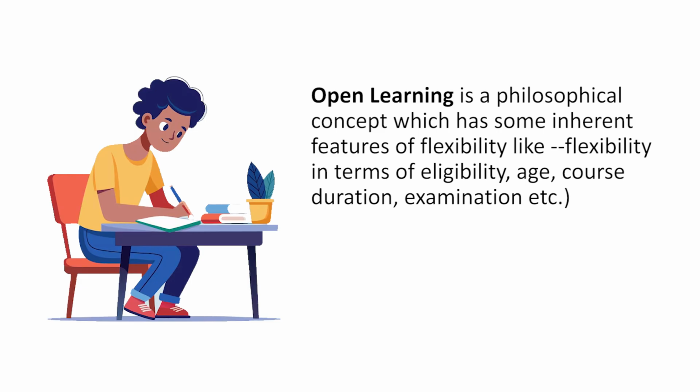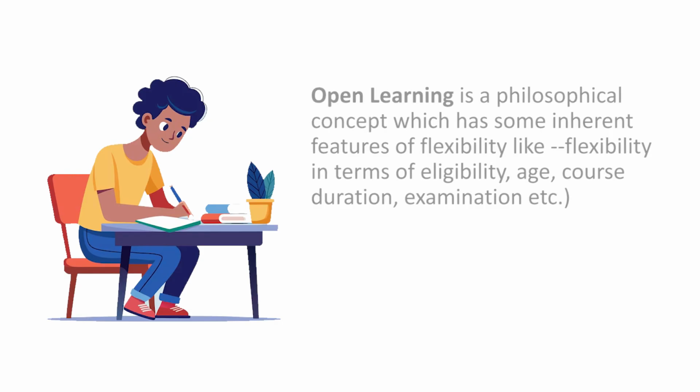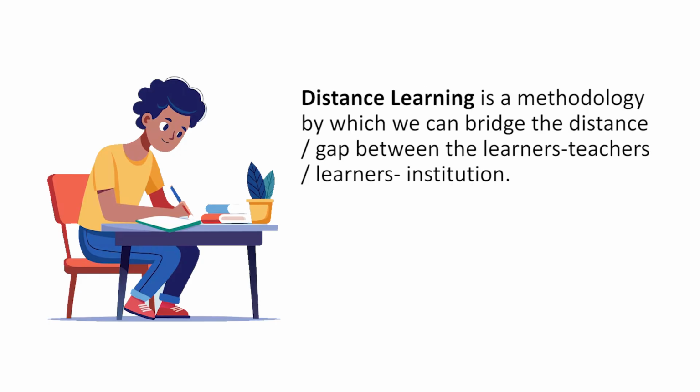Flexibility in terms of age, flexibility in terms of eligibility, flexibility in terms of course duration, and also in the examination system the learners enjoy some flexibility because the duration of the course is twice of the normal duration of the course. Suppose for UG course if it is 3 years, they will get 6 years to clear the UG degree programs. On the other hand, the distance learning.